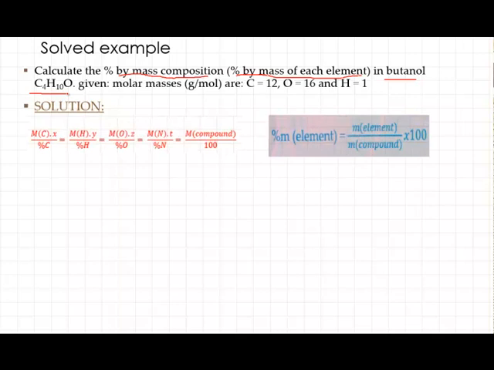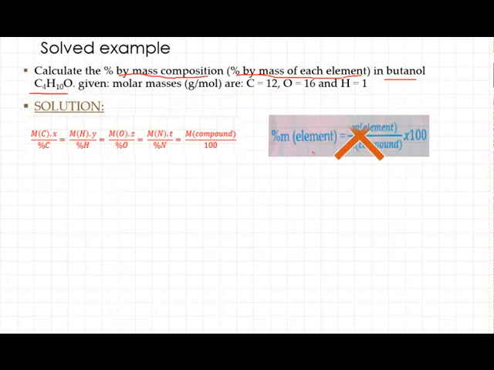Which of the following relations is the most appropriate? We can use it in order to find the percent by mass. Can we use the law of definite proportion or this percent by mass of element? For this relation, in order to use it, we must have the mass of the element and the mass of the compound. But in the question, I have neither the mass of the element, nor the number of moles of the element, nor the volume of certain elements, and no given mass of the compound. So this relation cannot be used.